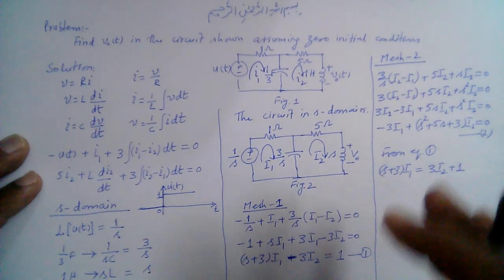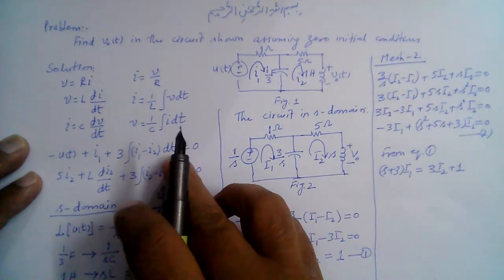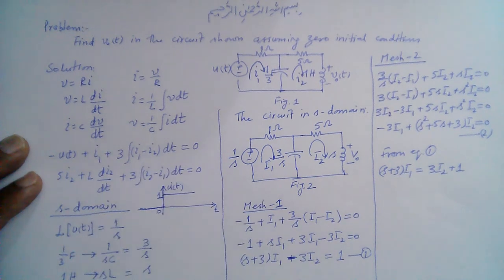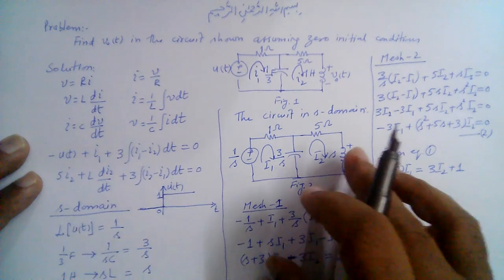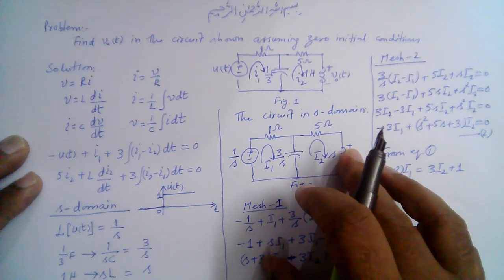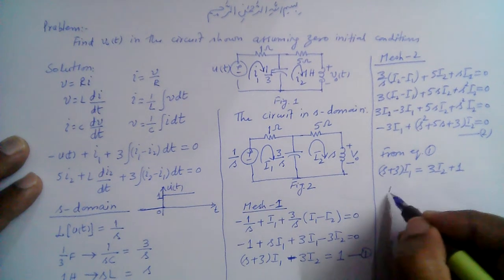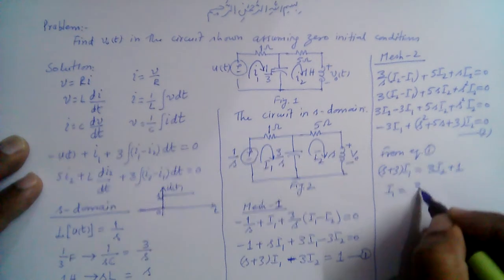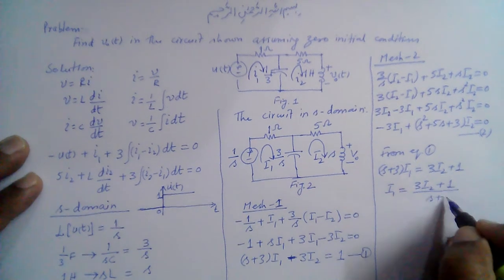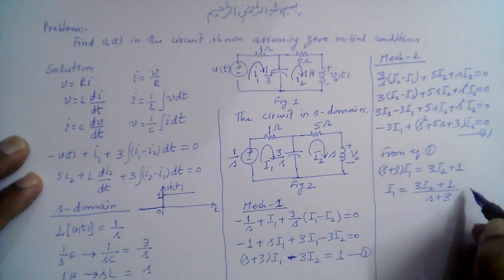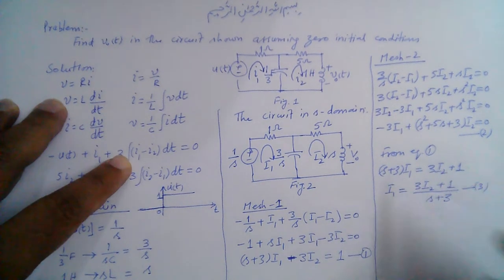Note that these are simple algebraic operations, rather than differential equation operations or calculus operations. So the transformation from the time domain to the frequency domain in the S domain has helped in simplifying the process of the solution. So I1 is equal to 3 I2 plus 1 divided by S plus 3. So let me call this equation number 3.